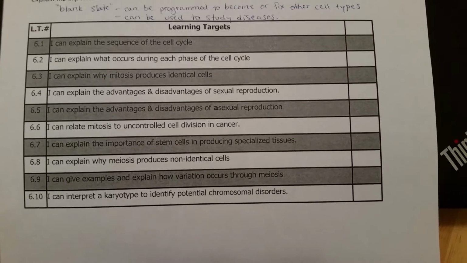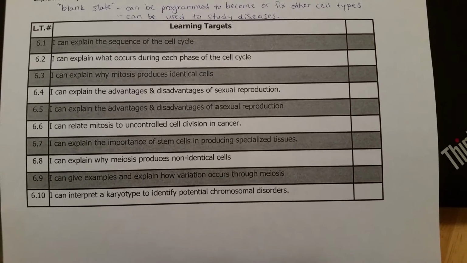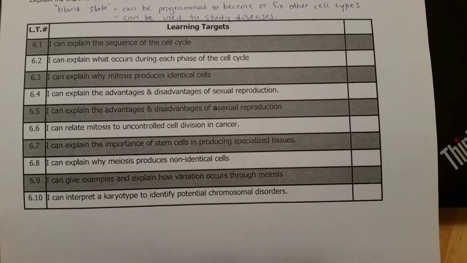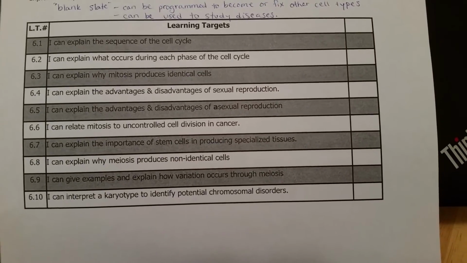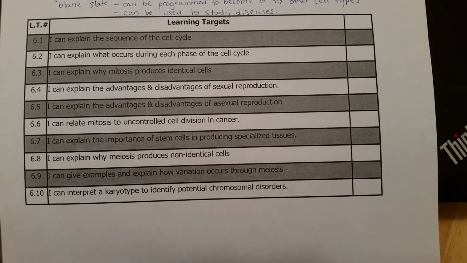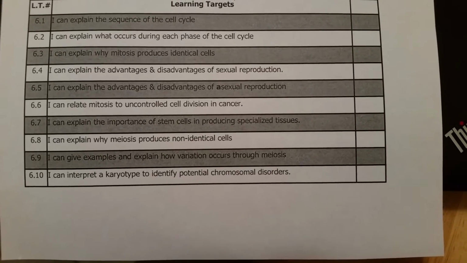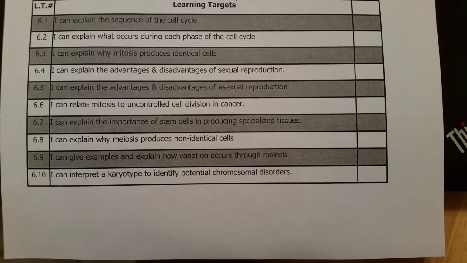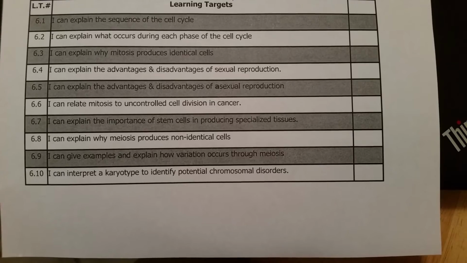Remember, asexual is just doing mitosis. You're making one of you into two of you. It's an exact copy. It's good because it's fast and you don't need a partner, but it's bad because you don't have any diversity. Mitosis to cancer, we talked about avoiding checkpoints and uncontrolled division.